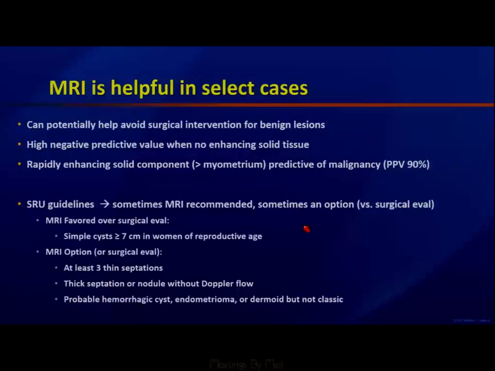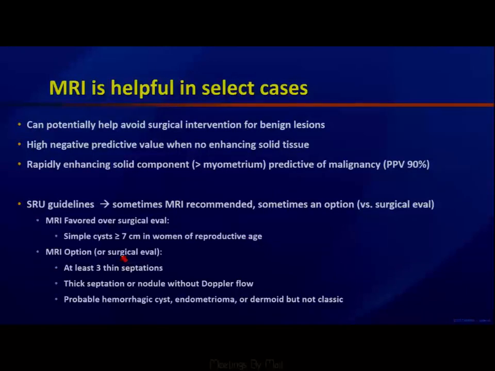So in the SRU guidelines, as I mentioned, sometimes MRI is recommended, sometimes it's considered an option versus surgical evaluation. MRI is favored when it's a simple cystic lesion, 7 centimeters or greater, in a young patient. The risk of a malignant lesion is less, and in ultrasound, we just might be limited by that lesion size and knowing and feeling confident in calling it simple. We'll hear more again about simple cysts tomorrow.